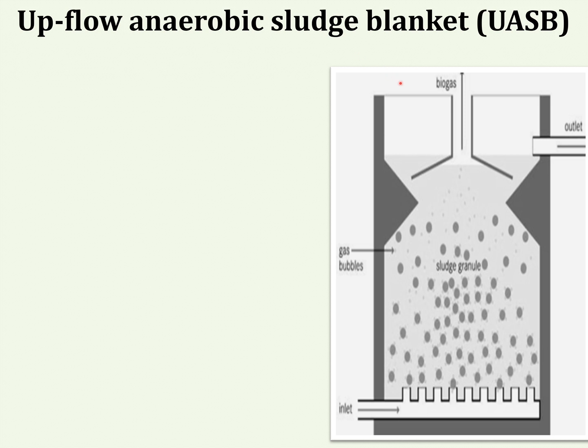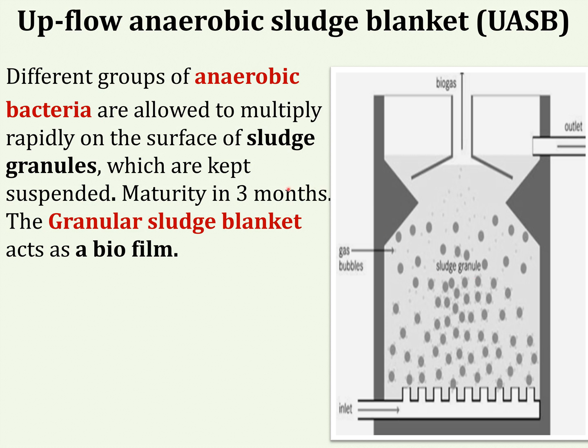Upflow anaerobic sludge blanket, or UASB. As the name indicates, each term will be explaining the functioning of the blanket, as you are going to see now. Please look at the picture. You can see sludge granules kept in a suspended manner inside the reactor. On the surface of these sludge granules we are going to grow the anaerobic bacteria, and they will multiply rapidly, forming a granular sludge blanket. This process will take about 3 months for acquiring maturity.